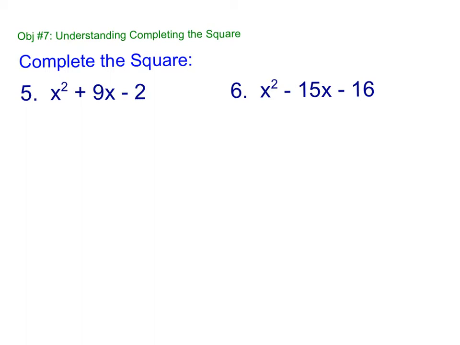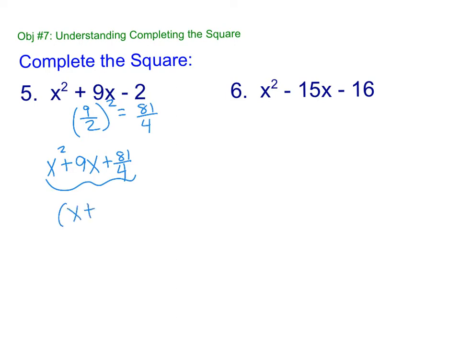Because these are more difficult. What happens when I take the middle term and divide by 2? 9 divided by 2 is a decimal. But it's easier to leave this as a fraction. We're going to leave it as 9 over 2. Then I square it. 81 over 4. So my trinomial is that. Take the middle term, divide by 2, square it. That's my C term. When I factor that, I get (x plus 9 over 2) squared.